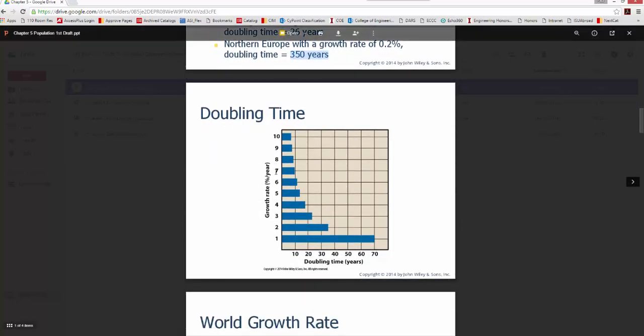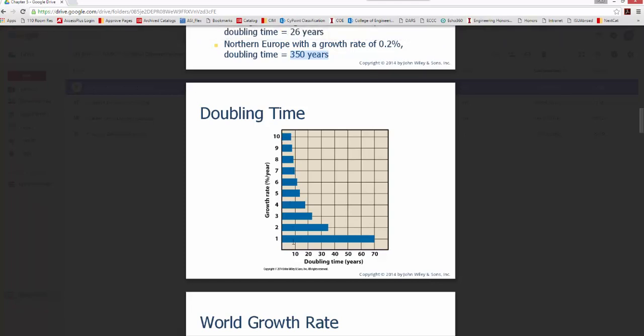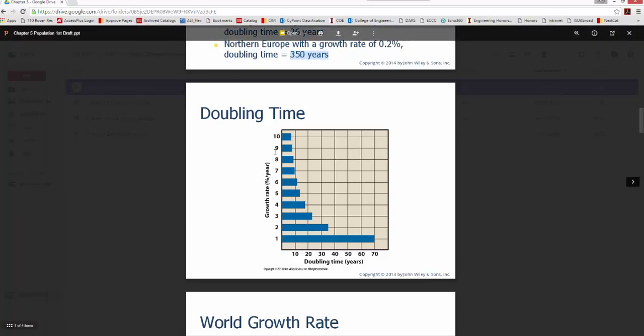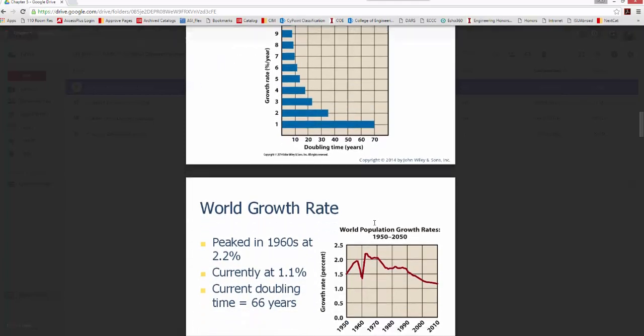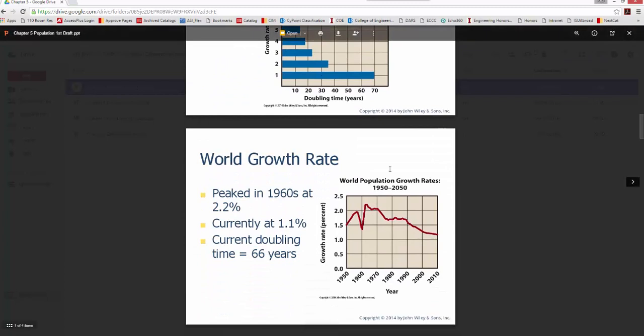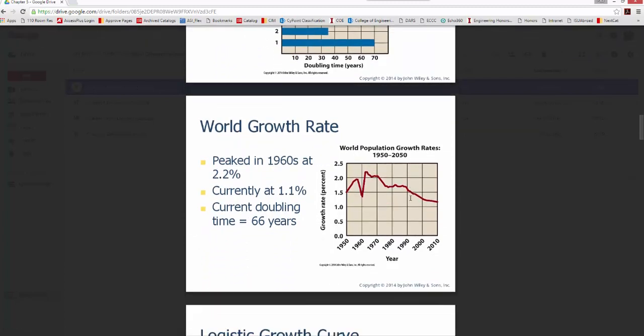Here's an example of doubling time. You've got growth rate in percentages here, and the time to double in years here. So if you have a 10% growth rate, you take 70 divided by 10, that's 7. So it takes 7 years to double the population. As you notice, as the growth rate decreases, the longer it takes for the population to double. And what you have here, if you were to connect the edges of these bars, is an exponential. It would be a negative exponential, but an exponential nonetheless.